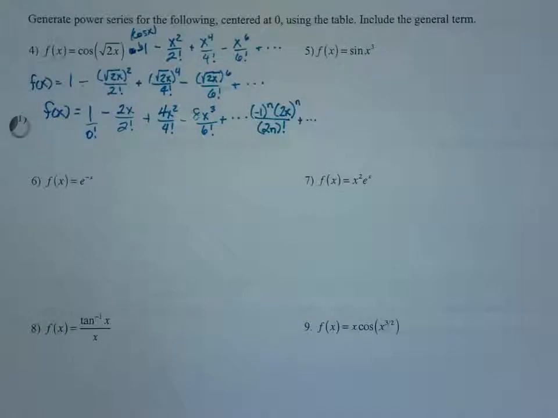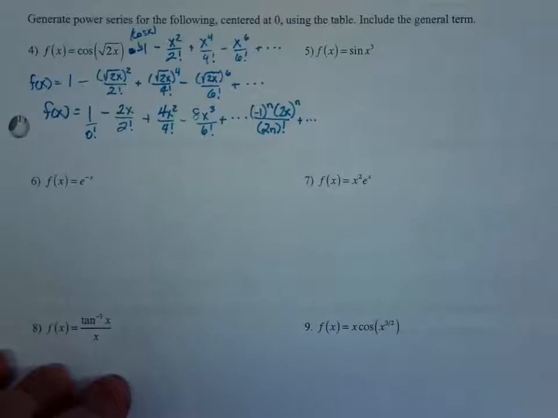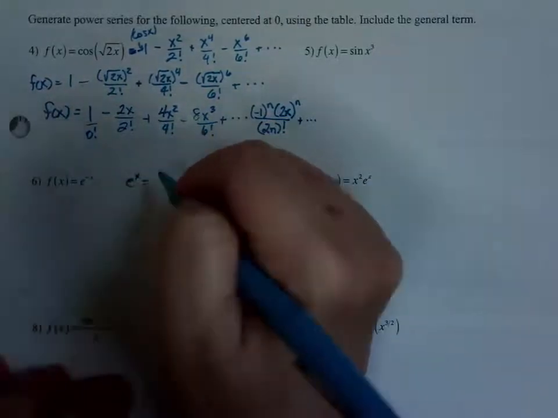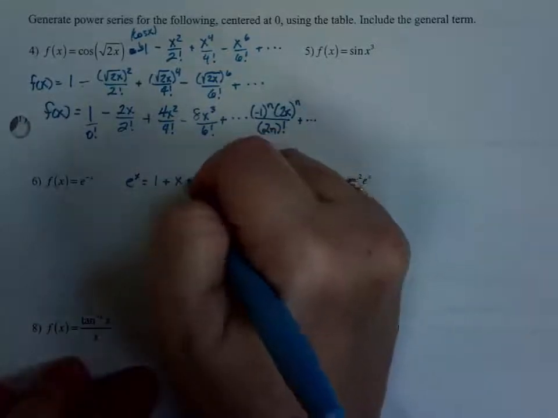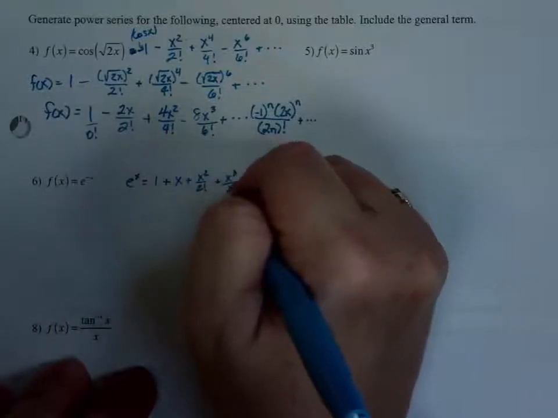All right. Let's look at the next one. Let's go to 6. This is e to the negative x. So which function on that list are we going to use? E to the x. So let's write down what e to the x is. How does it start? 1 plus x plus x squared over 2 factorial plus x cubed over 3 factorial plus dot, dot, dot. There's that.